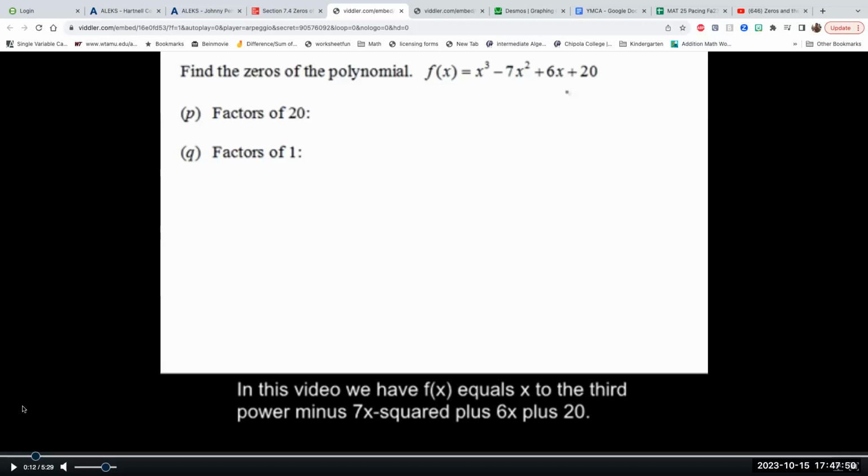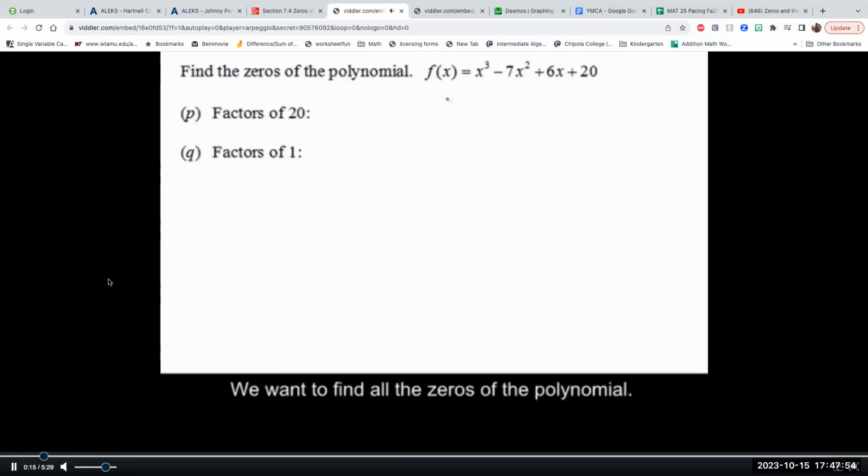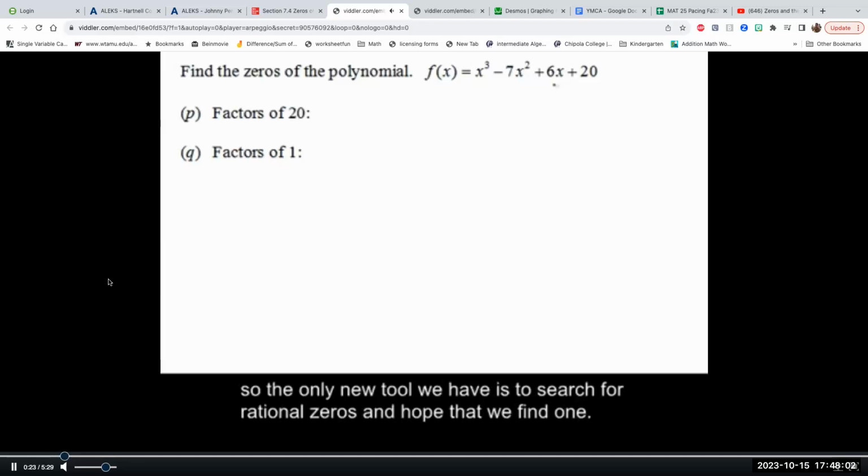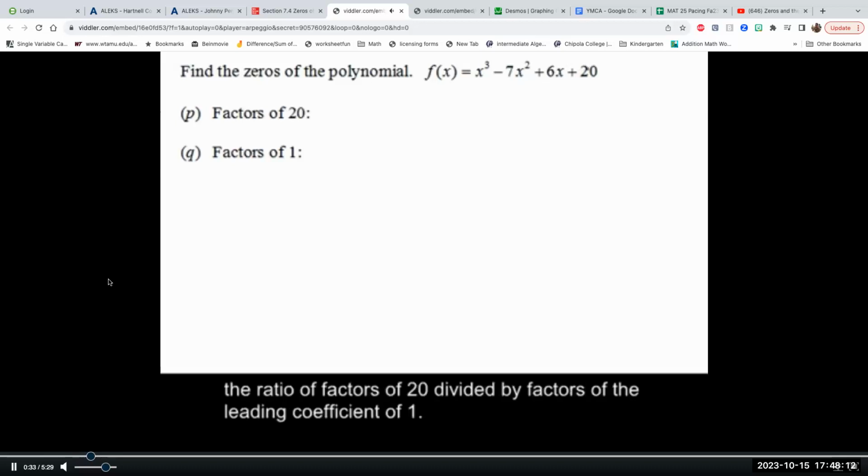All right, so go ahead, take some notes here. We want to find all the zeros of the polynomial. Well, I can't see any way to factor the expression using the standard techniques of factoring. So the only new tool we have is to search for rational zeros and hope that we find one. From the rational zero theorem, the possible rational zeros are given by the ratio of factors of 20 divided by factors of a leading coefficient of 1.